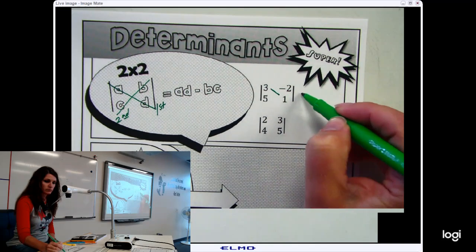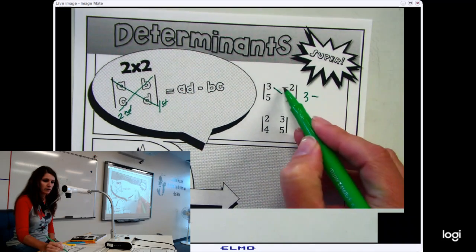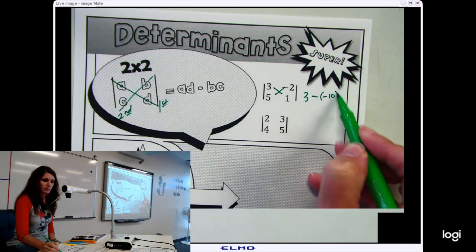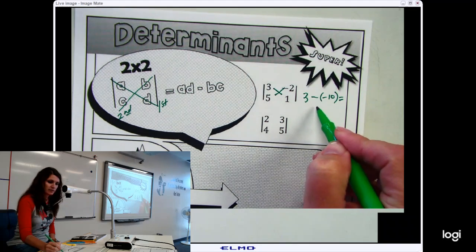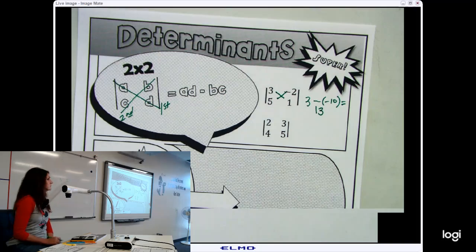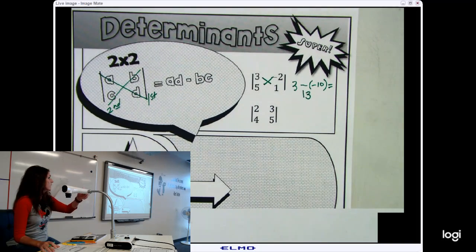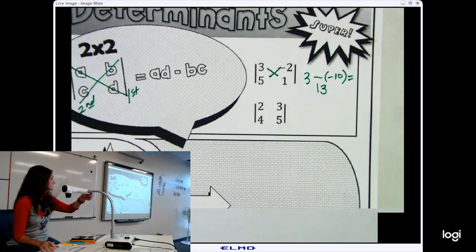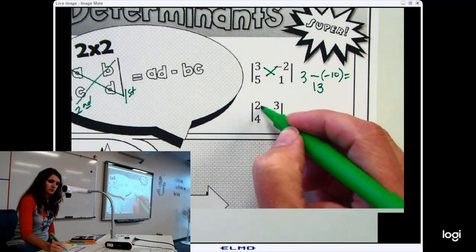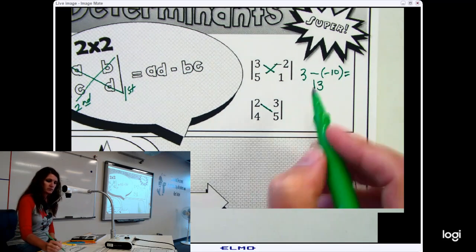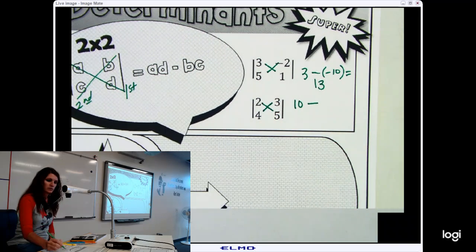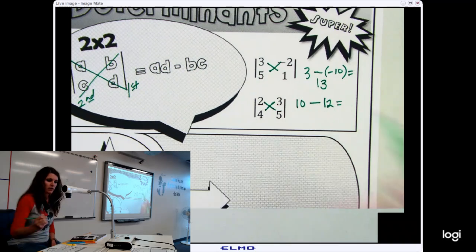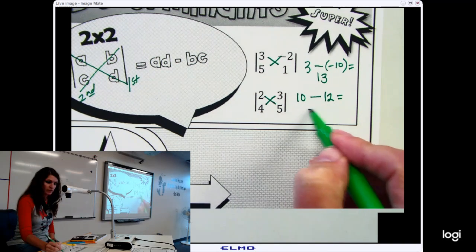Translate that formula over here. I've got 3 take away a negative 10, which makes this what? Not a trick question, folks. 3 plus 10 is 13. All right, let's do the next one. This way is 2 times 5 is 10. Take away, second direction is 12, which makes this a value of negative 2.